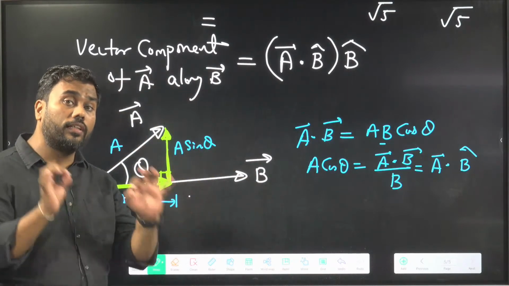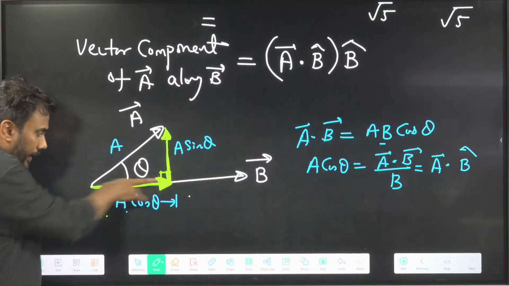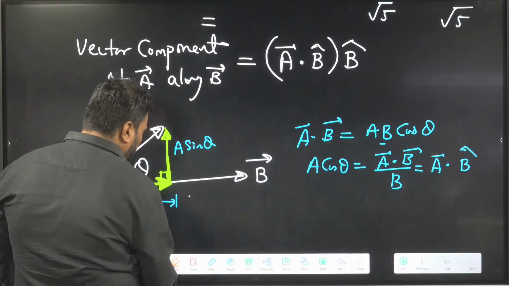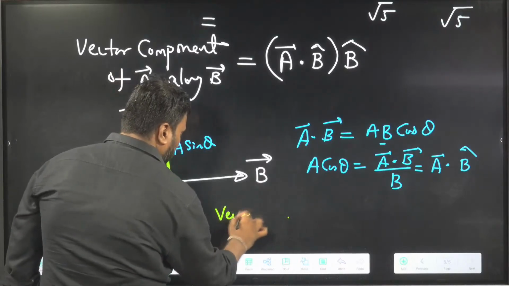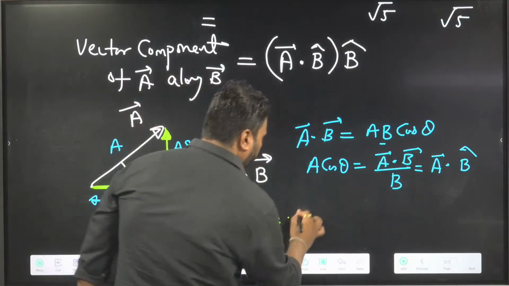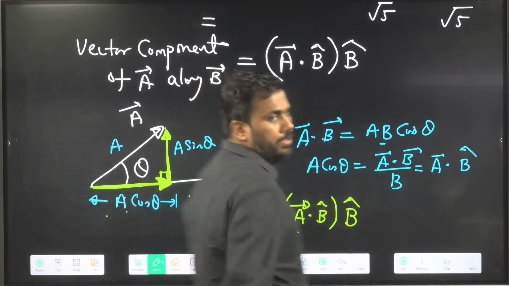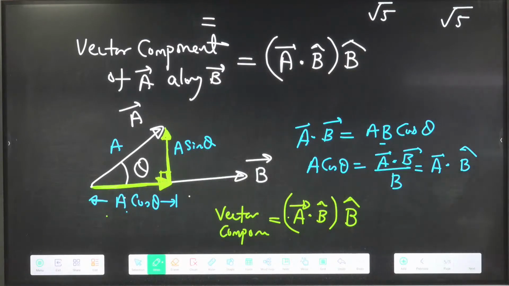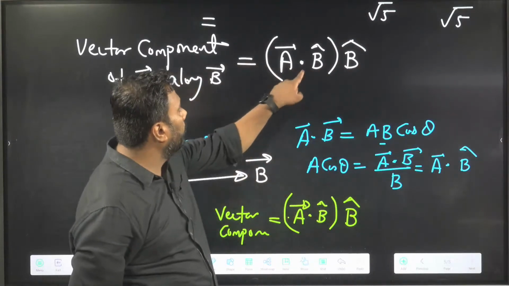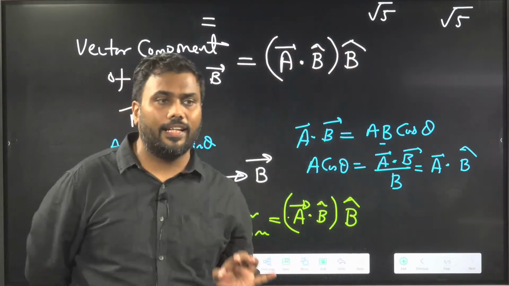And if you want the vector component, this vector is in the direction of B vector. So to get the vector, multiply the magnitude with the direction. The magnitude of the component is A vector dot B cap, and the direction is B cap. Is this point clear? Now is it clear or not?